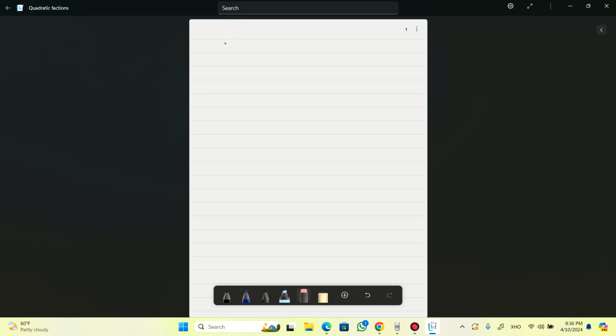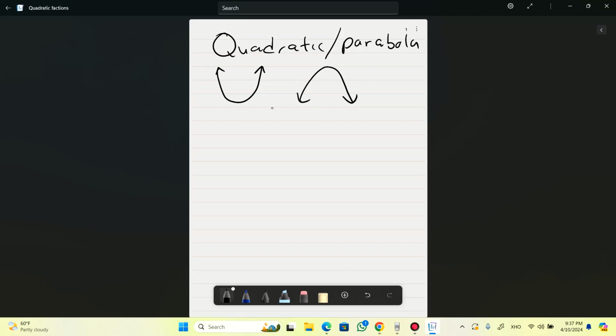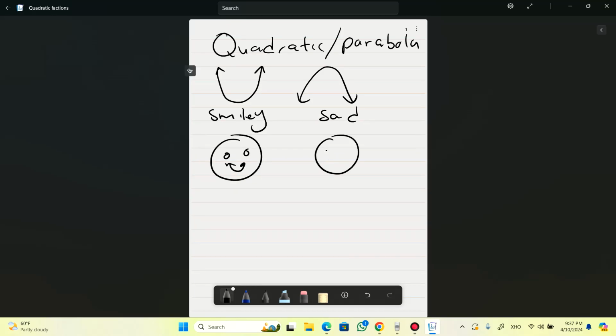So in today's video we'll be looking at the quadratic function. The quadratic function, also known as the parabola, right? So the quadratic function is a function that looks something like that, right? Something like this. And this one here is a smiley face, and this is a sad face here, something that looks like that, right?